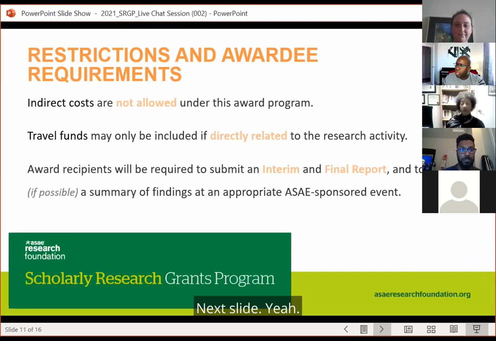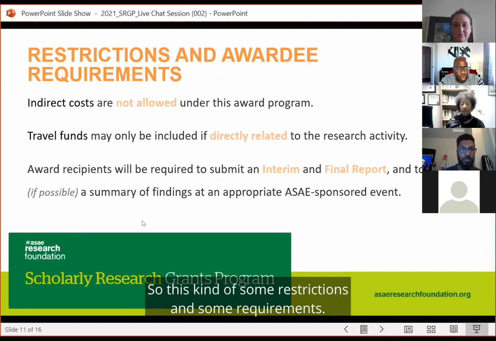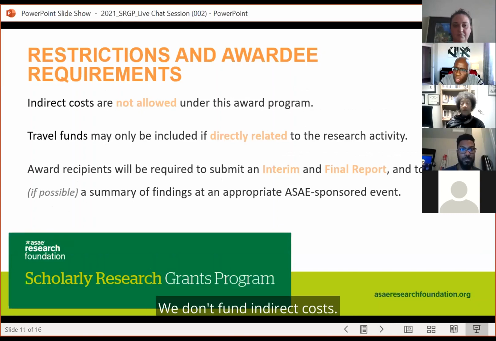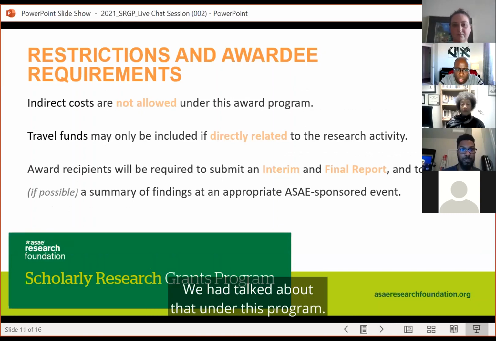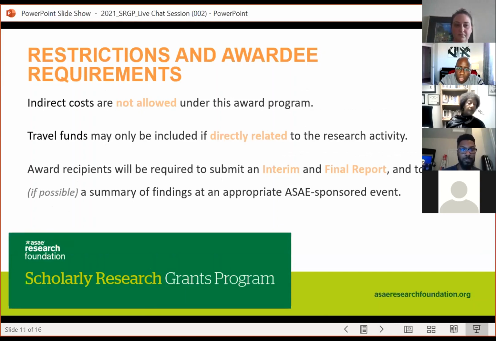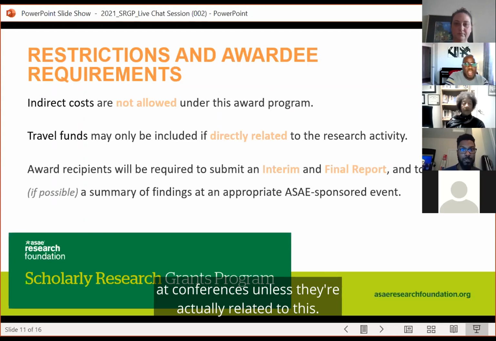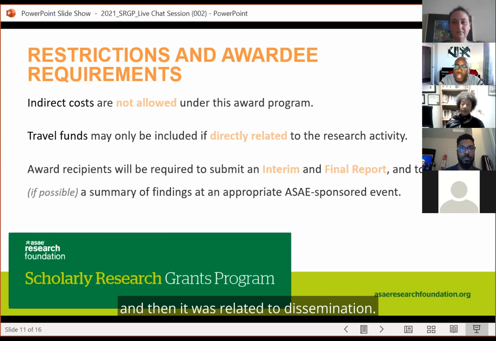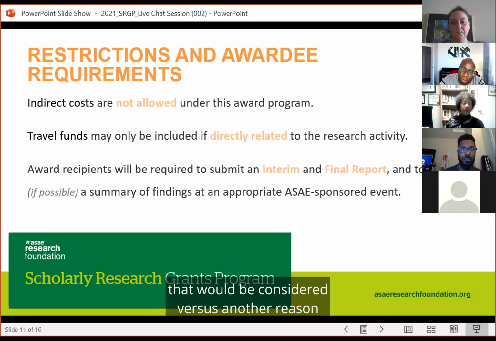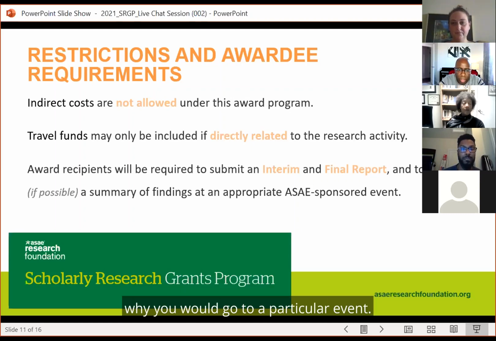Next slide. Yeah, so we've talked a little bit about this. This is just some restrictions and some requirements. We don't fund indirect costs under this program, we had talked about that. In relation to direct costs, you can put in travel funds, but they have to be directly related to the research activity. So it's not a way of funding your attendance at conferences unless they're actually related to this. Let's say you were going to a conference and it was related to dissemination. That might be something that would be considered, versus another reason why you would go to a particular event.